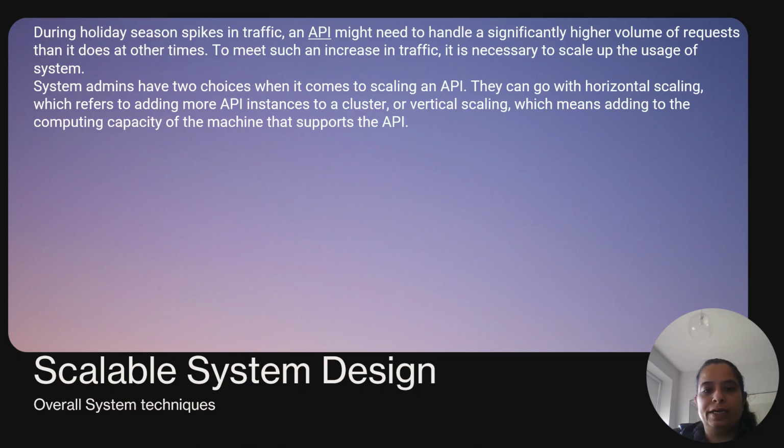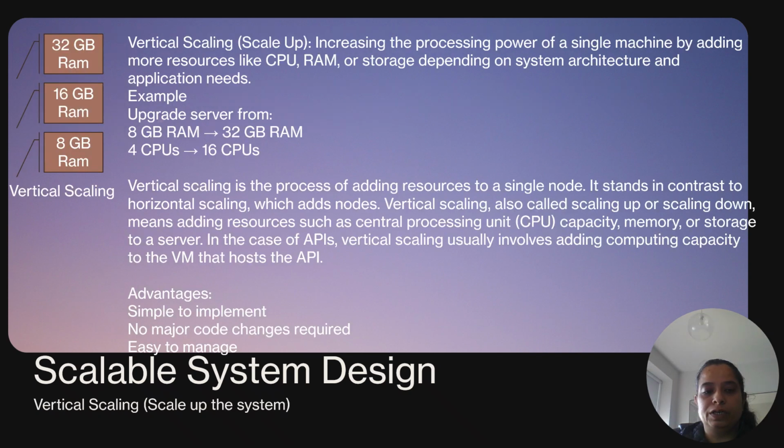In case of higher load, the system has to be scaled up so that more users, or concurrent users, are able to access the application. In that case, we can have two types of scaling. One is horizontal scaling and one is vertical scaling. Let me walk you first through vertical scaling.